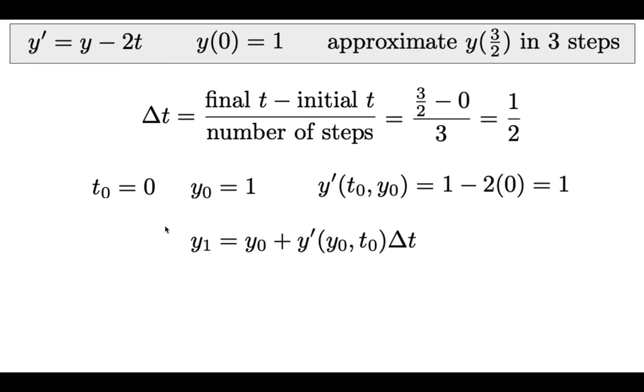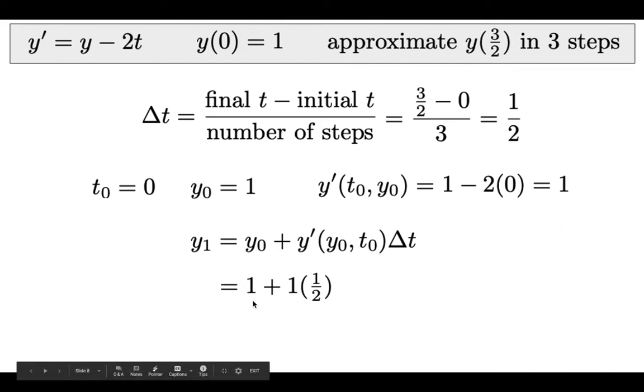So we calculate the next y value by taking the previous point and adding the derivative at the previous point times our step size. So in this case, y0 is equal to 1, our derivative at our previous point is equal to 1, and our step size is equal to 1/2. And so y1 is equal to 1 plus 1 times 1/2. That is 3/2.